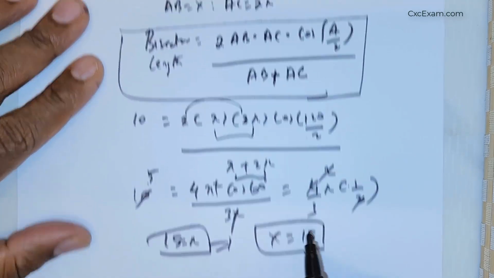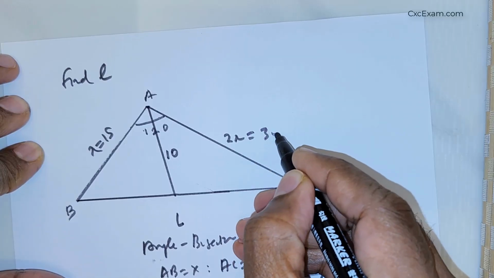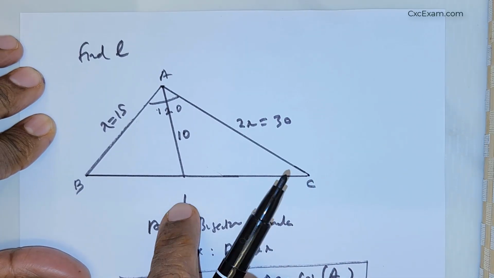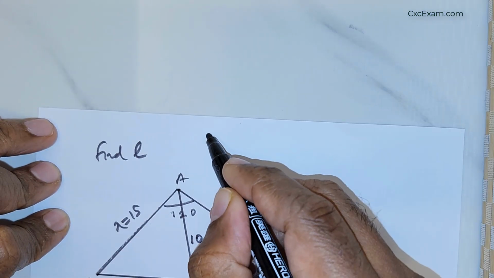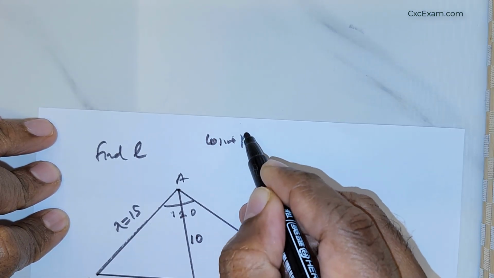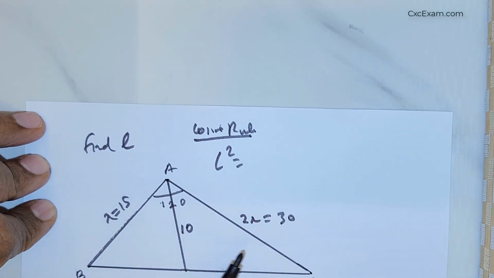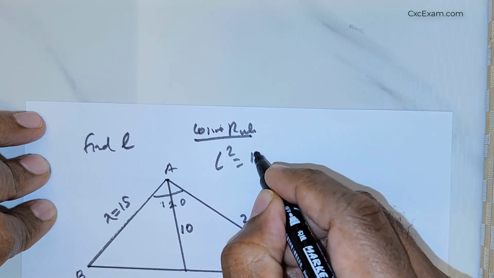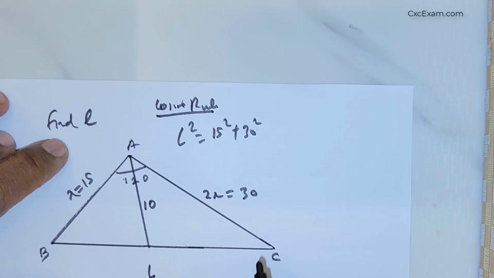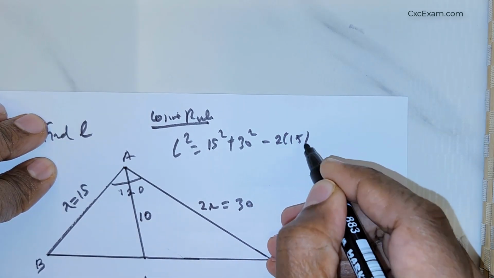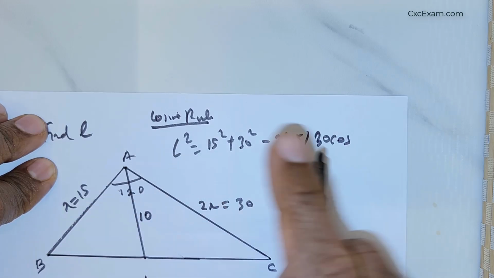So if this is 15, what is this? 30. And we need this L. So I will use the cosine rule. So what is that cosine rule? L squared is equal to 15 squared plus 30 squared minus 2 times 15 times 30 into cosine of this angle 120.